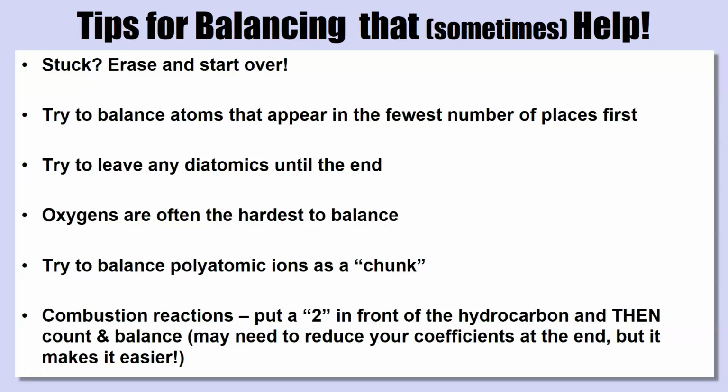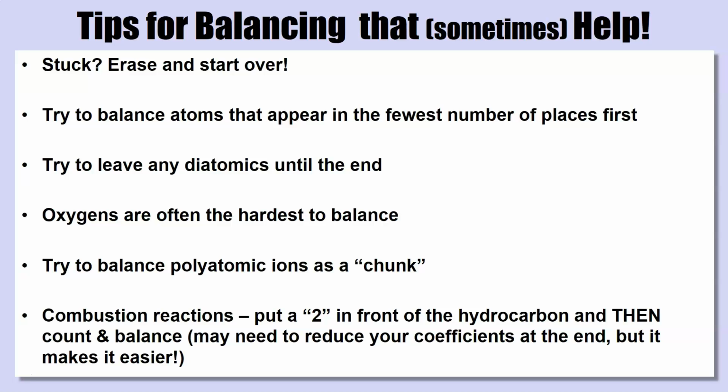The first one on this list up here: stuck, erase and start over. Always helpful. If you make one small mistake somewhere, you can get in this cycle of trying to fix an equation and you can never fix it because something earlier went wrong. And so you're going to start trying and erasing over and over, and you just need to start from scratch. Erase everything, recount everything, and start over. I like to try to balance the atoms that appear in the fewest number of places first.